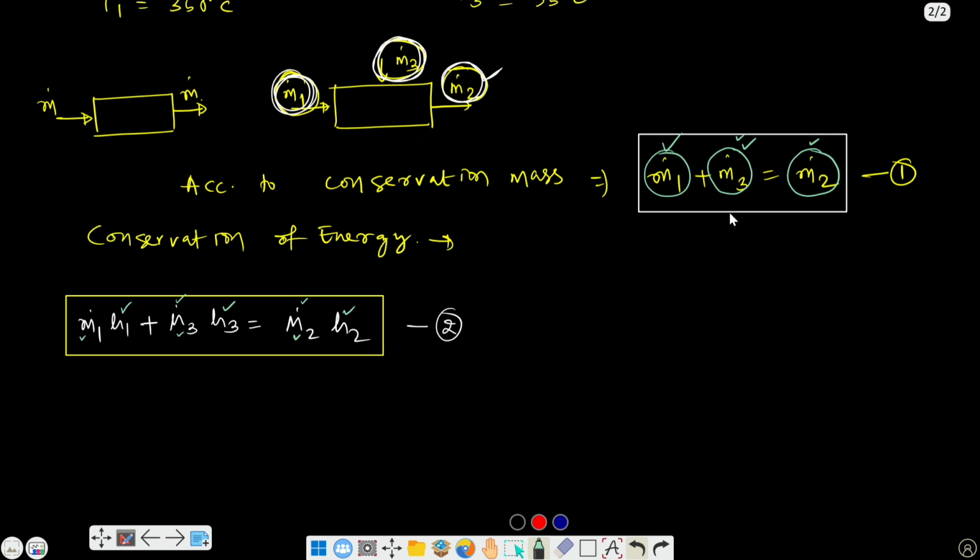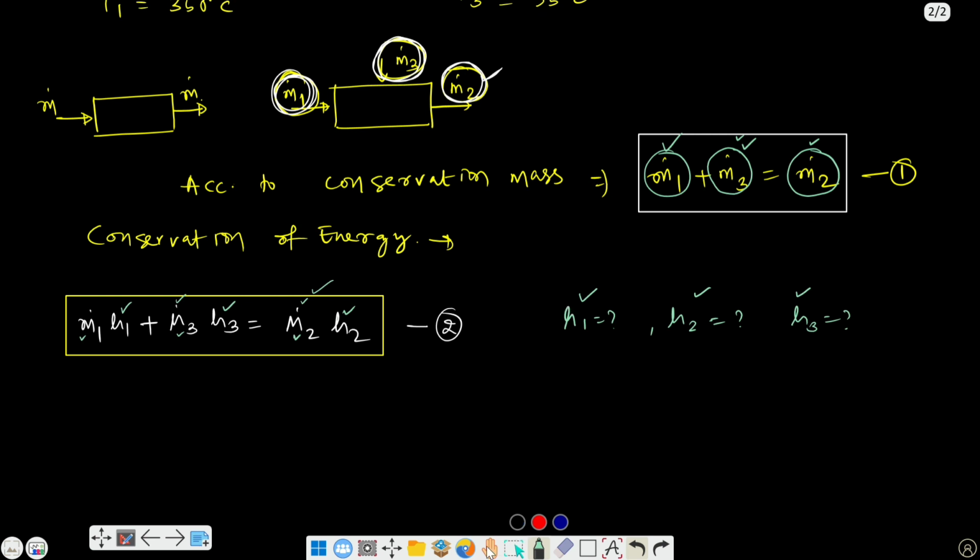So let us now try to find out the values of this enthalpy. So now we'll be trying to find out the value of h1 and then h2, then h3. Okay, so after finding out these three values, we will be putting all these values into these two equations, and by solving these two equations we can calculate the value of m3 dot. Okay, so now let us try to find out.